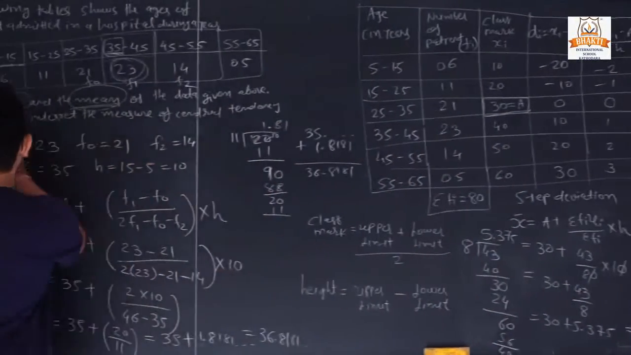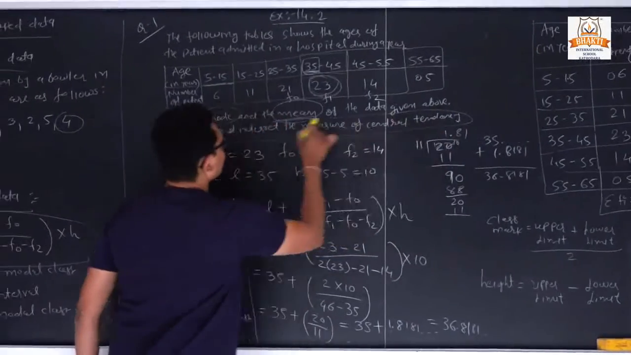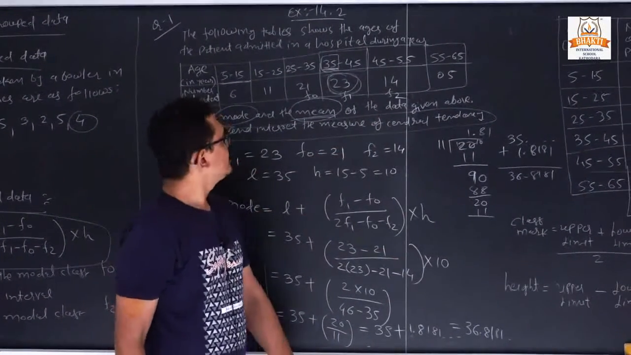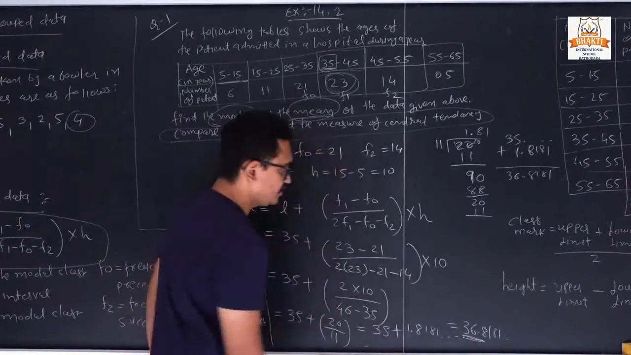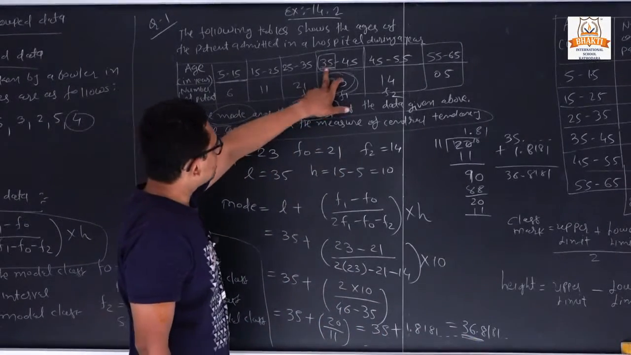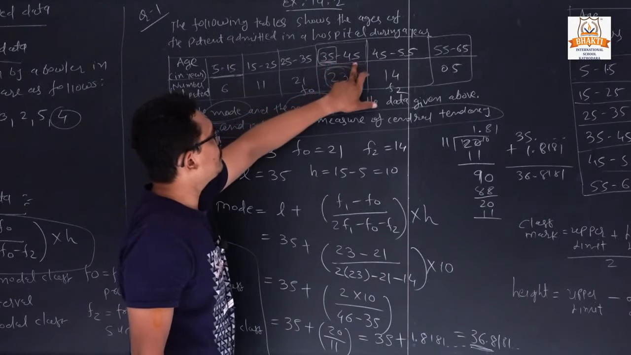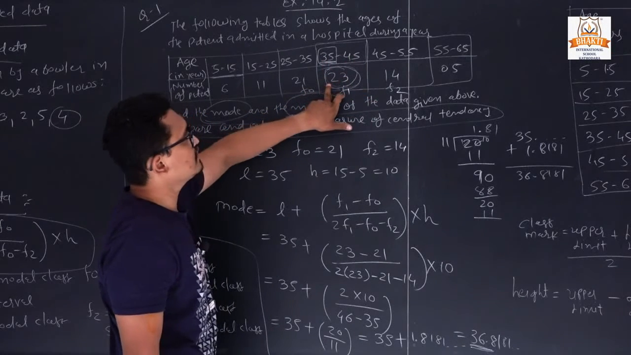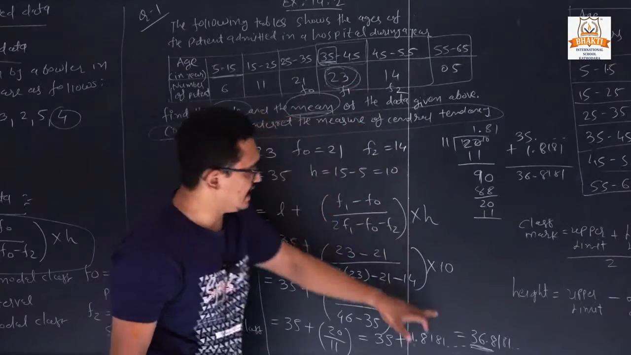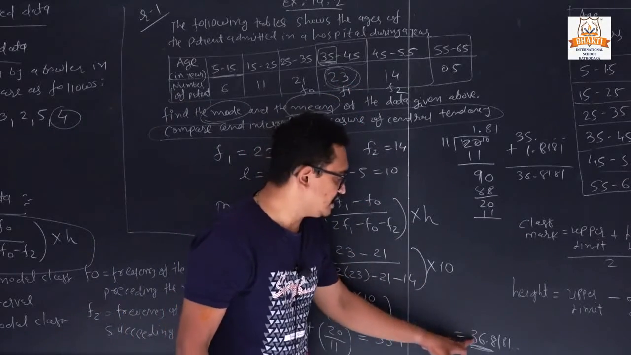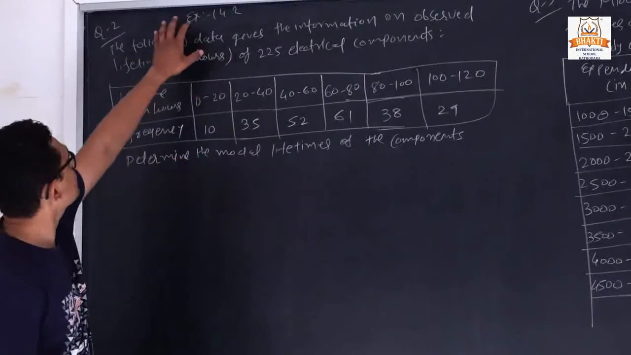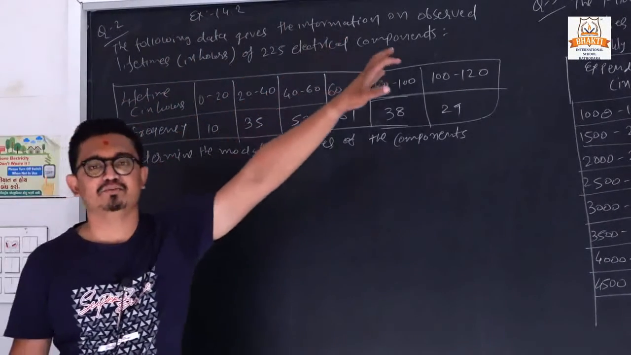And now the last step. They are also asking to compare and interpret the measures of central tendency. So here we get 36. What is the answer of the mode? 36. So it means that between the ages of 35 to 45, the largest number of patients were admitted to hospital, and the average age is 36.81.